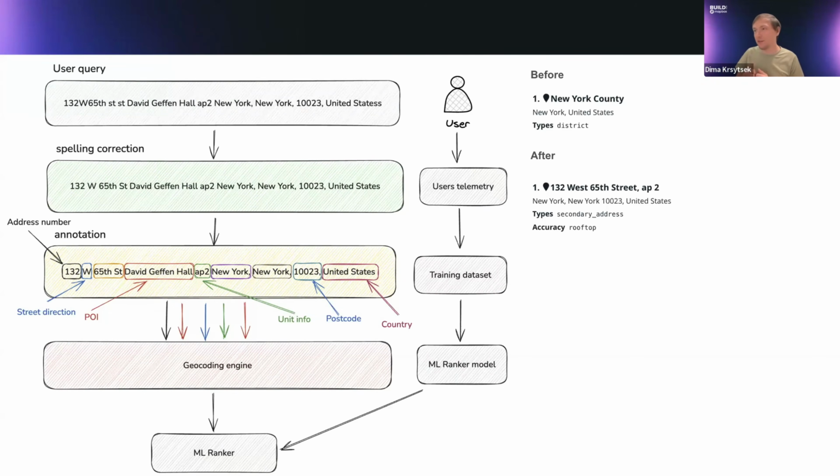And now we see here two examples. This is what we had as a result when we tried to search this address before all these ML initiatives. We just see New York country as a result. But now, after we applied these ML models, we see the real rooftop secondary address that the users tried to find. Yeah, that's all from me.